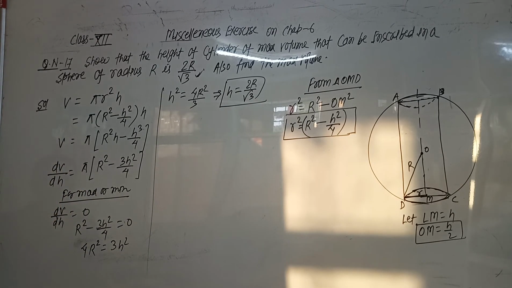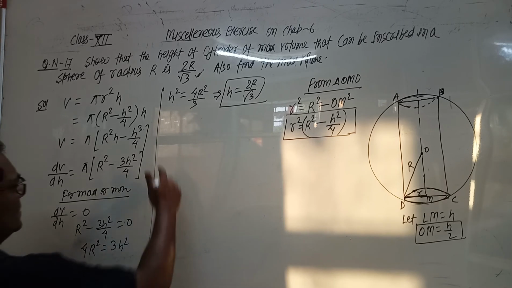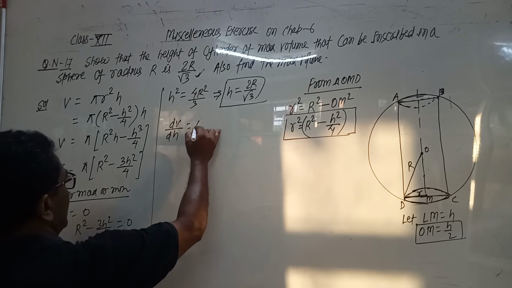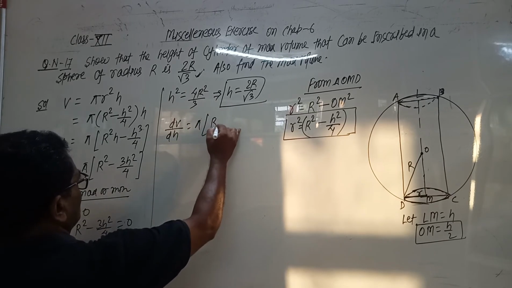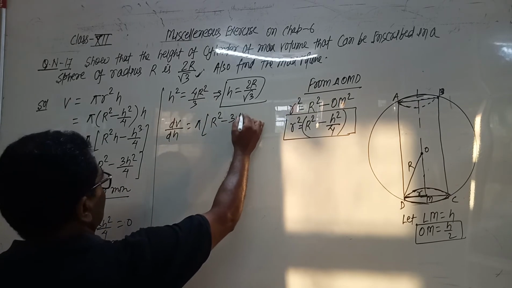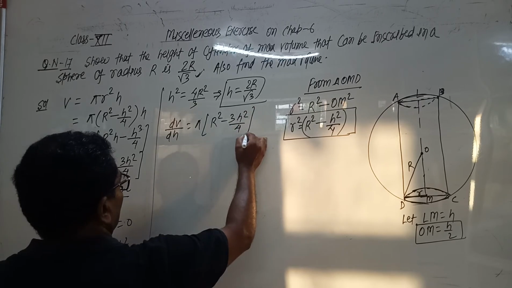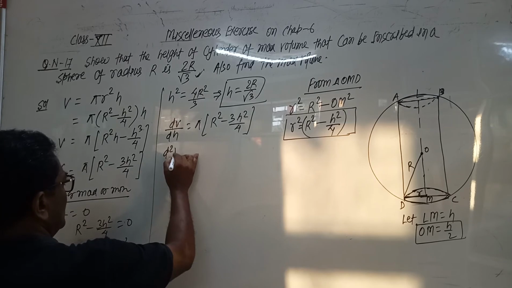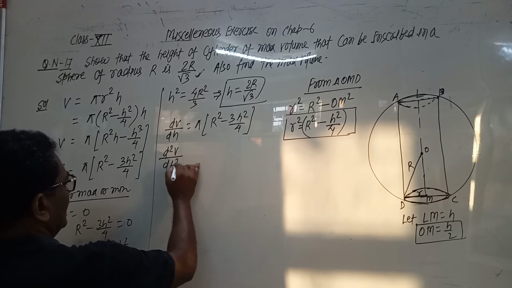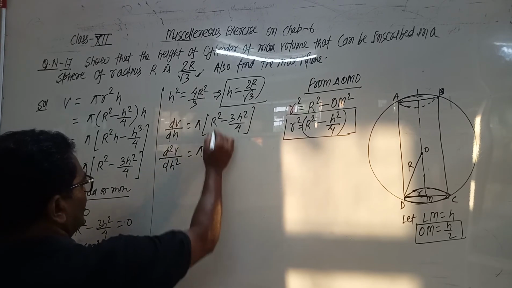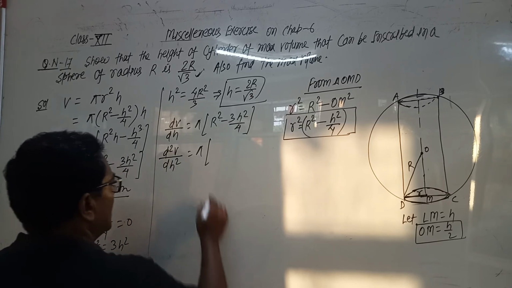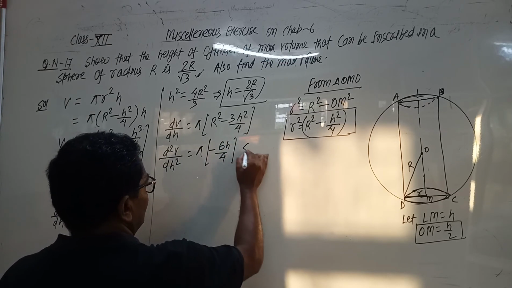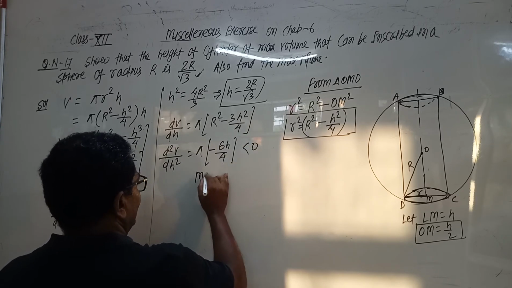Now we have to prove the volume is maximum. The expression for dV by dh is pi into R square minus 3h square by 4. Again we differentiate. So d2V by dh square equals pi times, the differentiation of R square is 0, and this is minus 6h by 4, which is less than 0, so the volume is maximum.